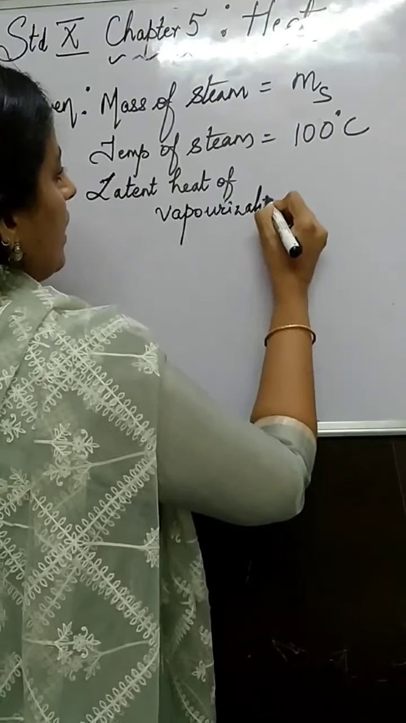Substitute the values here. Mass of the steam we don't know, so that will be Ms. Cs is 1, specific heat of water is 1, into here delta T. Initially when the steam came, it was at 100 degrees Celsius.